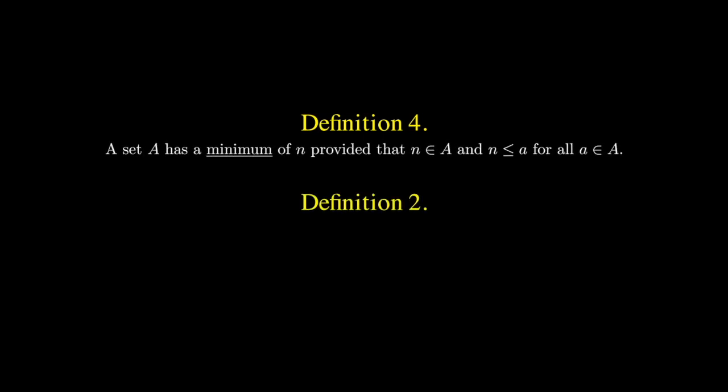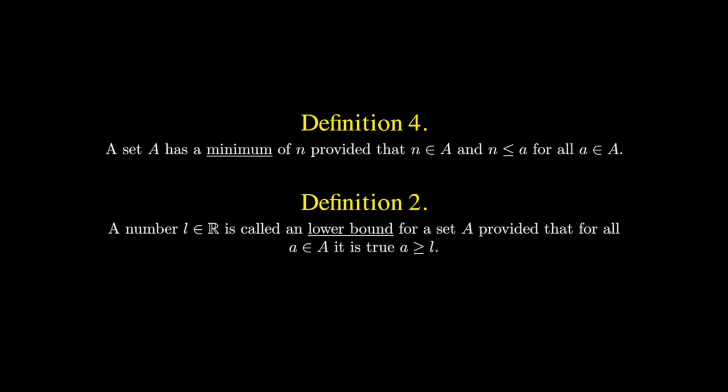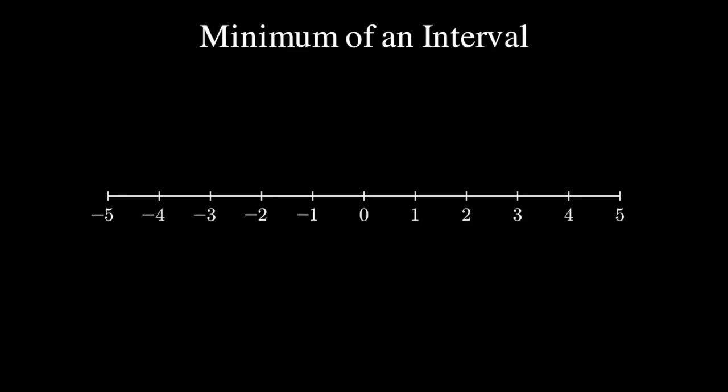Similarly, we see that the definition for a min is parallel to the definition of a lower bound, with the exception that a min must be in the set, just like the maximum was. From the same interval as before, we can see that -3 will be a minimum for this interval.